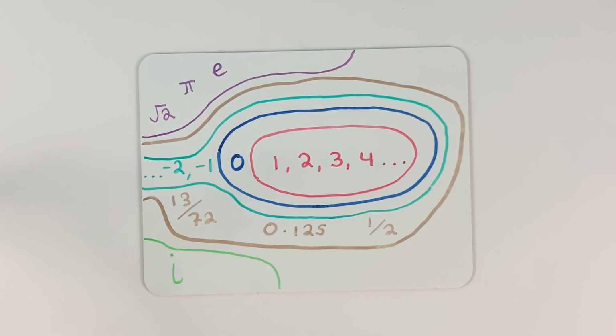And there you go. Now you know all of the different types of numbers. Just as a recap, all of the numbers in red are known as natural numbers. All of the numbers in blue are known as whole numbers. All of the numbers in teal are known as integers. All of the numbers in gold are known as rational. All of the numbers in purple are known as irrational. And all of the numbers in green are known as imaginary.